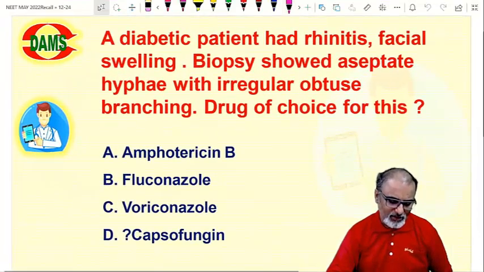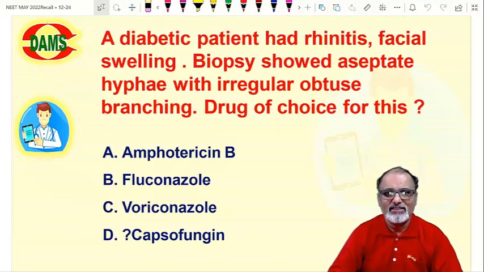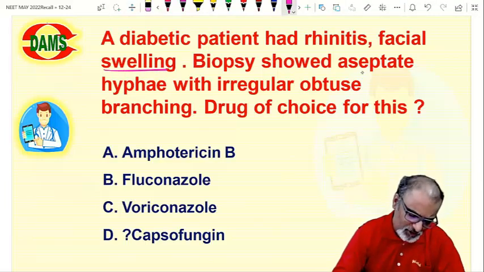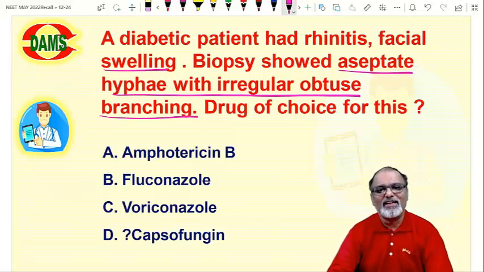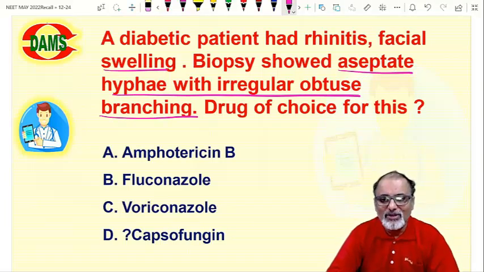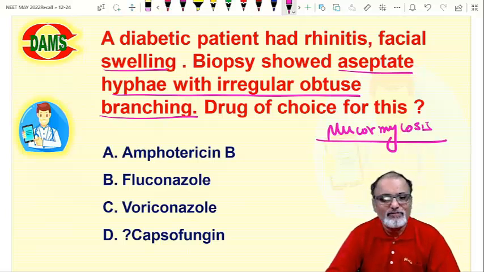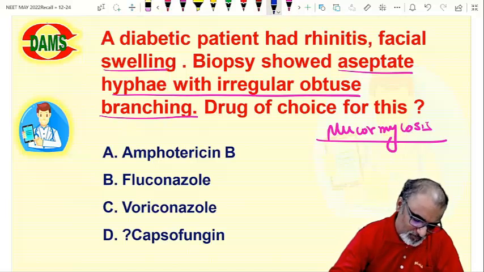a diabetic patient has rhinitis, facial swelling. Biopsy shows aseptate hyphae with irregular branching. Same topic again coming. It is nothing but mucormycosis. Direct question. Mucormycosis, because it's diabetic, rhinitis. It's called rhinocerebral mucormycosis.